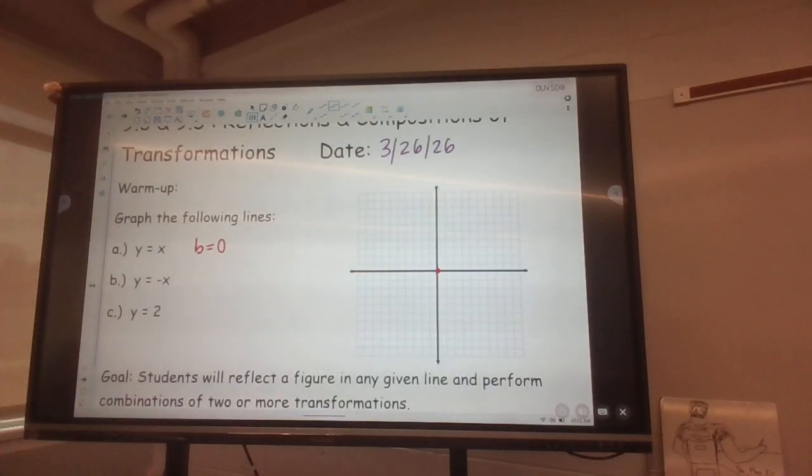What's the slope? Anyone know? What's in front of x? A 1. So the slope is 1 over 1. So it's up 1 over 1. So this is my y equals x line. This is one of the lines that we're going to be using to fold our graph over. It's a very important line because it goes diagonally through the middle of the graph.